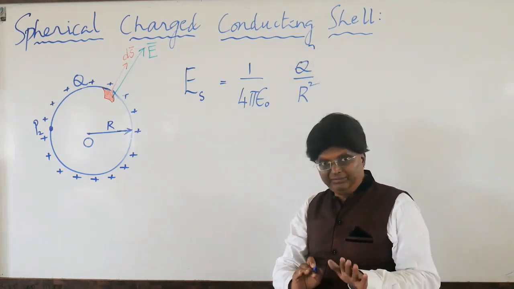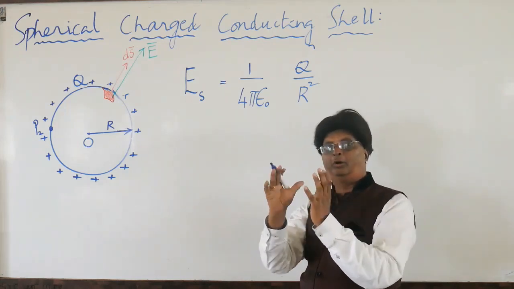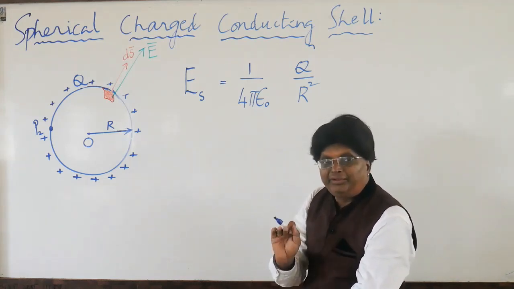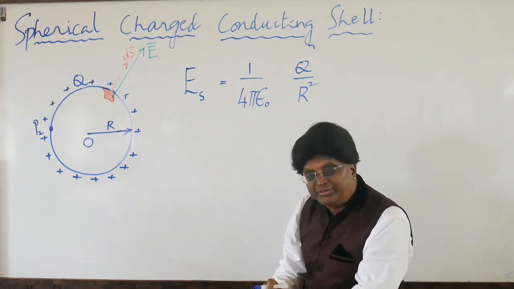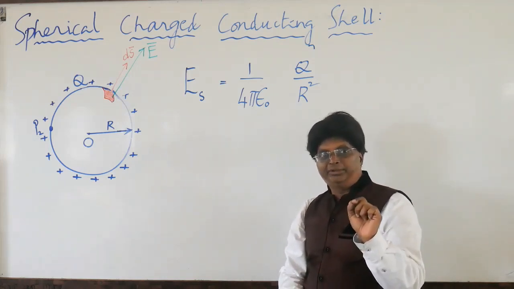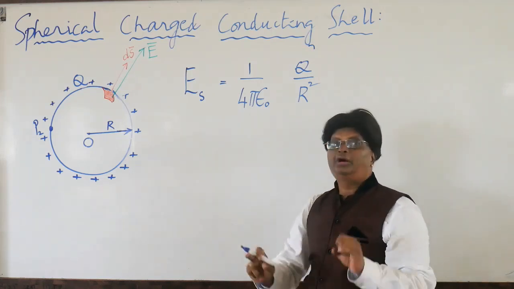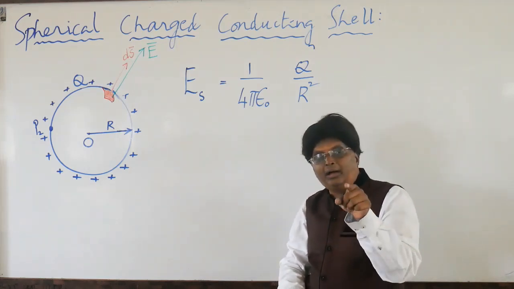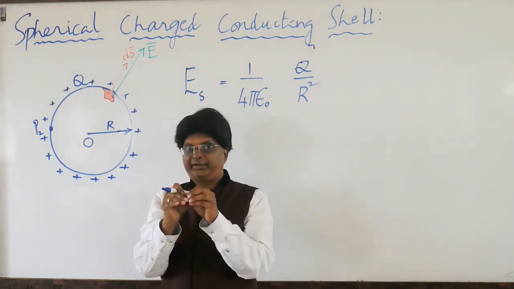So what does it mean? It means that though all the charge is distributed on the surface, this shell or the conducting charged sphere is acting as a point charge, as if all the charge is present at the center. This is not valid for an inside point. So for any point on the surface or beyond the surface, a charged conducting sphere or charged shell acts as a point charge, as if all the charge is concentrated at its center.